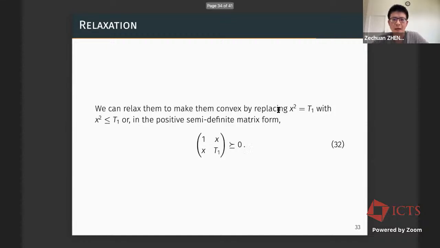And also the relaxation. I don't want to spend too much time because I'm already running out of time. Suppose we have a single quadratic term in the loop equation, and we introduce a new variable, let's call it T1, in the place of the quadratic term. So we note that x squared equals T1. This is a non-convex condition. Why? Because all nonlinear equalities are generally non-convex. But we notice that x squared smaller than or equal to T1 is convex. Why? Because we can rewrite it in terms of a semi-definite matrix form. This is definitely convex. So what we have done is forget that T1 is a square of x, but this new variable T1 is subject to a positive semi-definite matrix condition.